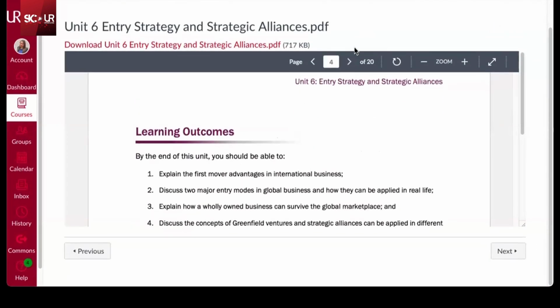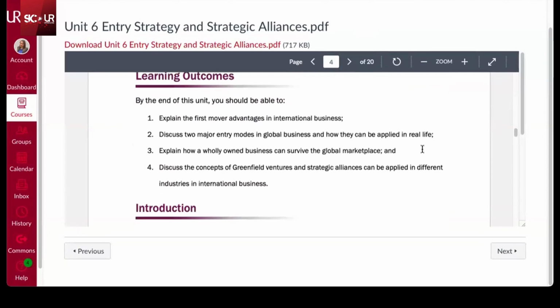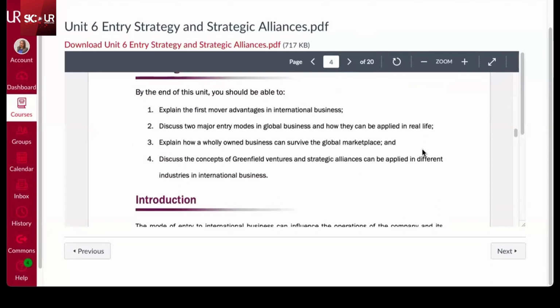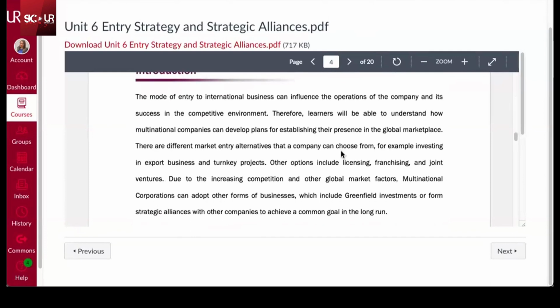So after this topic, you should be able to learn about the first mover advantage in international business, and then discuss the two major entry modes in global business and how they can be applied in real life. Explain how wholly owned businesses can survive the global marketplace, and discuss the concept of greenfield ventures and strategic alliance. So the mode of entry in international business can influence the operation of the company.